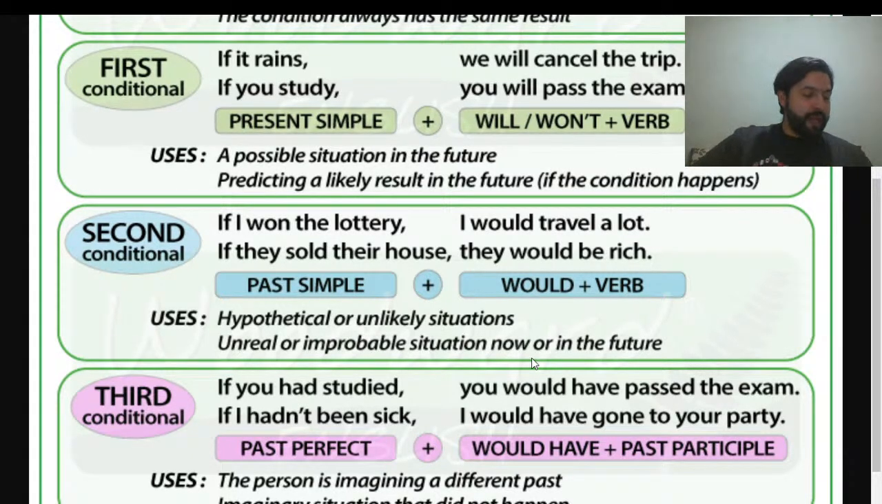So for example, just to practice a little bit the conditionals we have seen so far. What if you had to answer like this? What if you wake up really sick tomorrow?